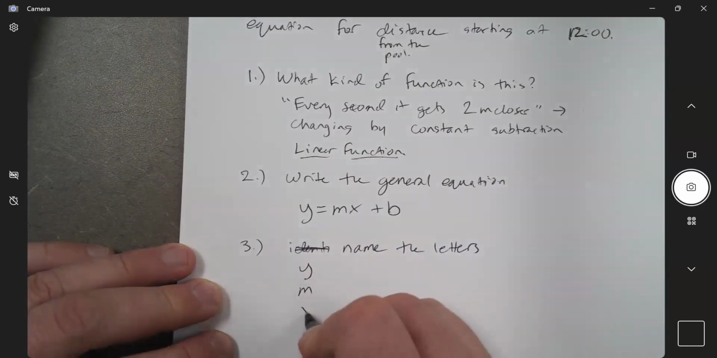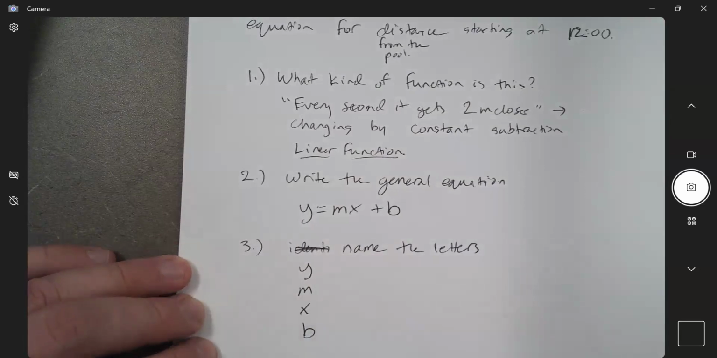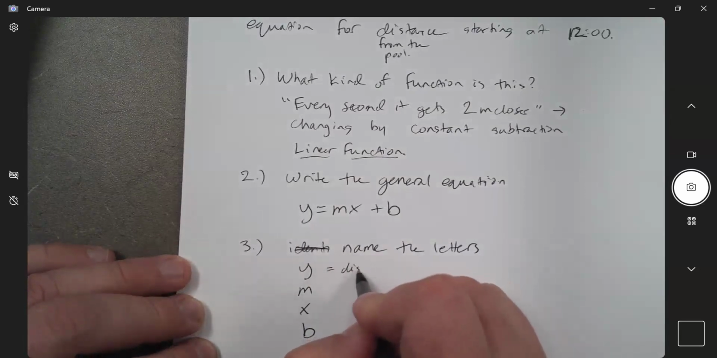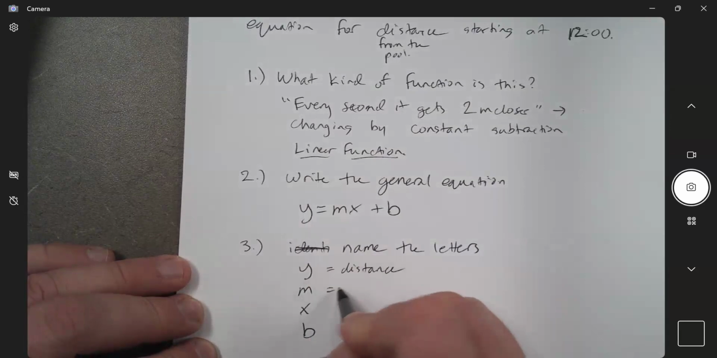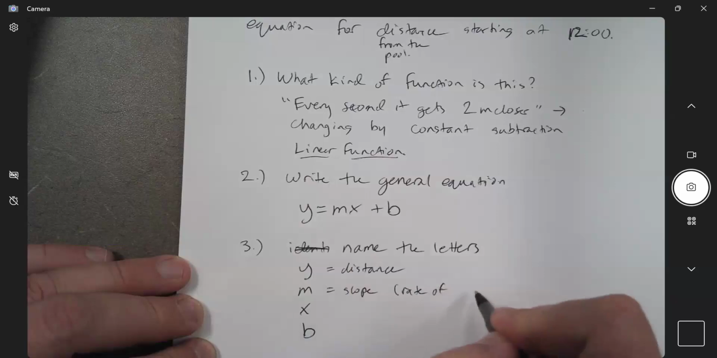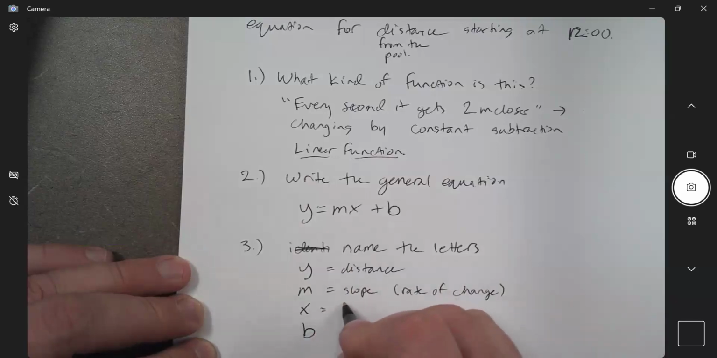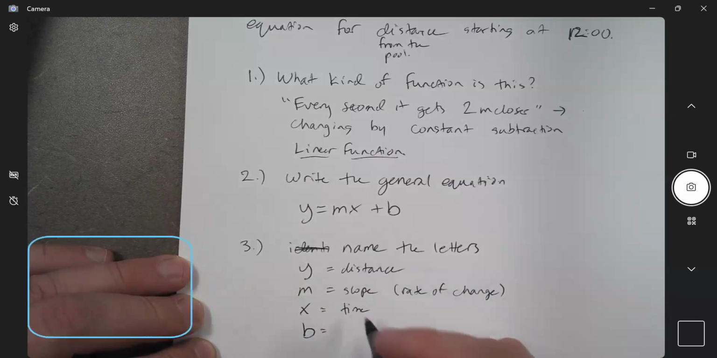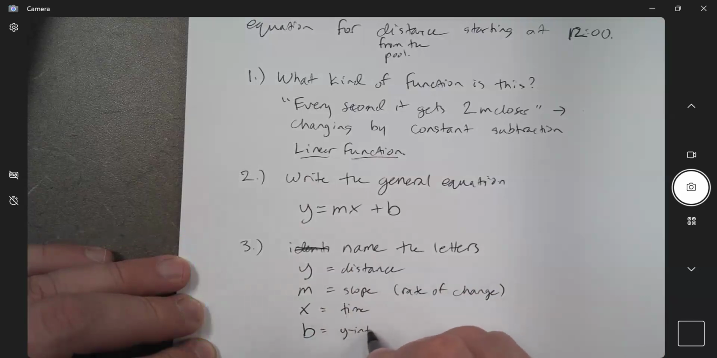Y, M, X, and B. So Y is the distance. M is the slope or the rate of change. X is the time in seconds. And B is the y-intercept or the starting value.